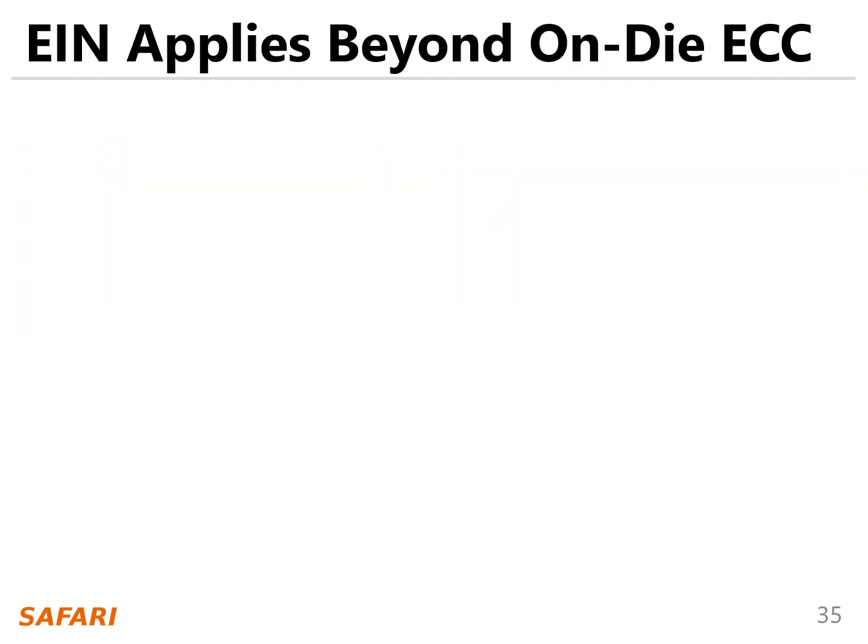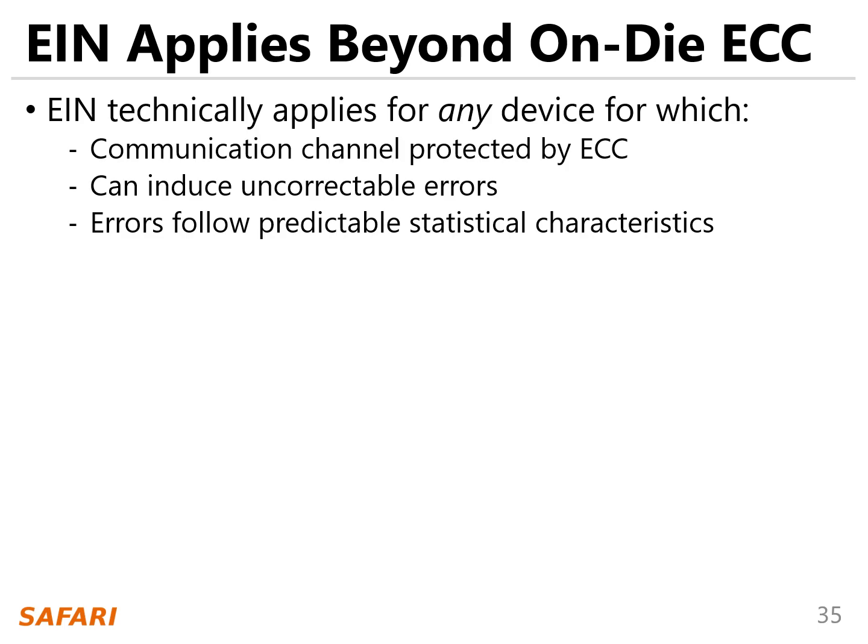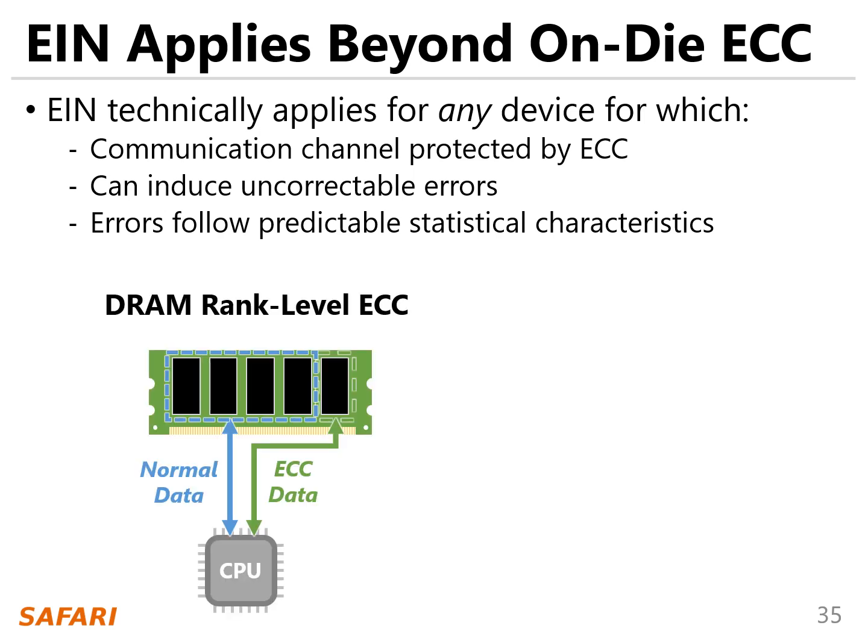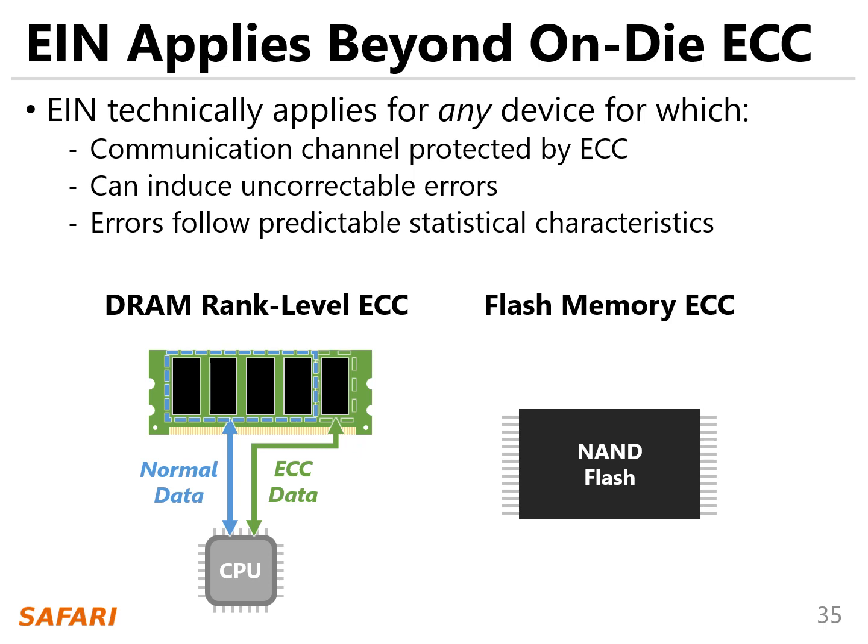So one thing to note is that EIN applies beyond just on-die ECC. EIN technically applies to any device for which there's a communication channel protected by ECC, we can induce uncorrectable errors, and those errors follow predictable statistical characteristics. And 2 examples of such devices are DRAM with rank-level ECC and flash memory ECC.